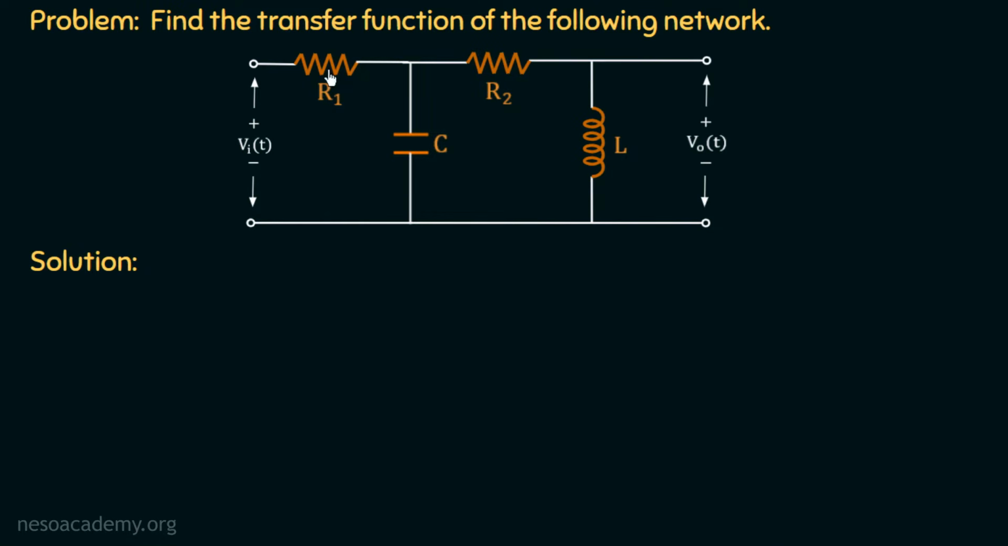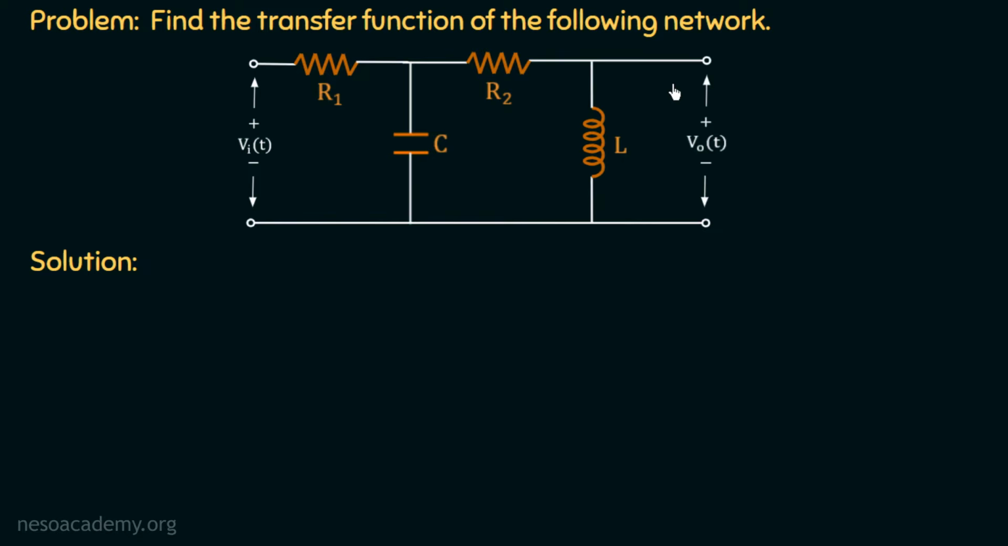Firstly, we will model this network into its equivalent signal flow graph, and then after that we will apply the Mason's gain rule in order to find out the overall transfer function. So in order to convert this network into its equivalent signal flow graph, firstly we have to count the number of variables. So what will be the number of variables in this electrical network?